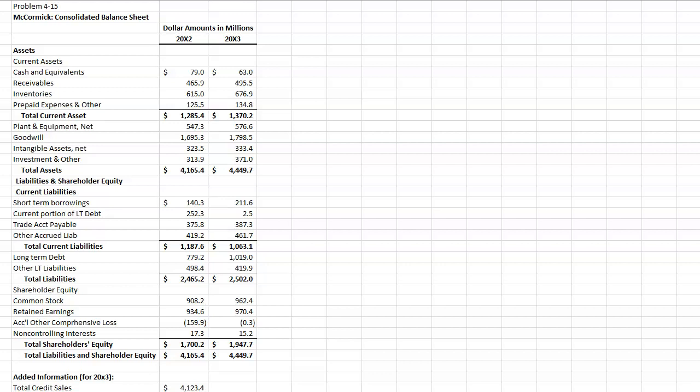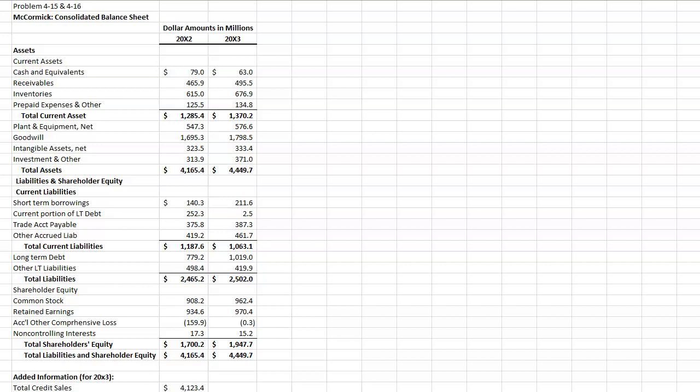Okay, so we have the balance sheet of McCormick, and I already typed it up so that I can just refer to the numbers. You're going to want to type it into Excel as well so that you can use formulas to calculate the ratios and whatnot.